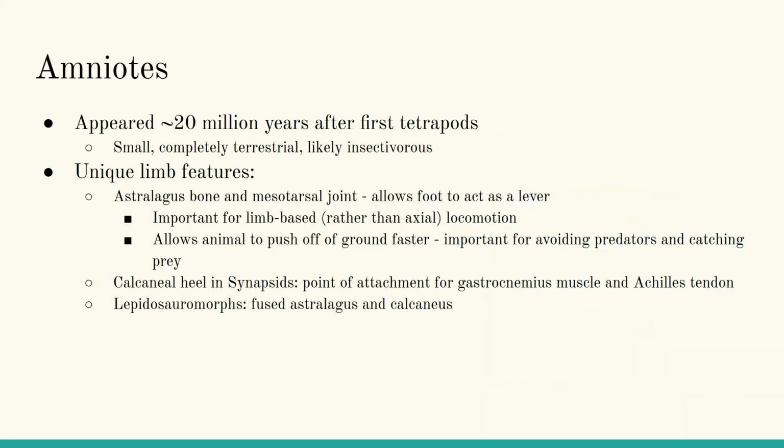Amniotes have some unique limb features. They have an astragalus bone and a mesotarsal joint that allows for the foot to act as a lever, which is important for limb-based rather than axial locomotion. In synapsids, there's a calcaneal heel that serves as a point of attachment for the gastrocnemius muscle and the Achilles tendon.